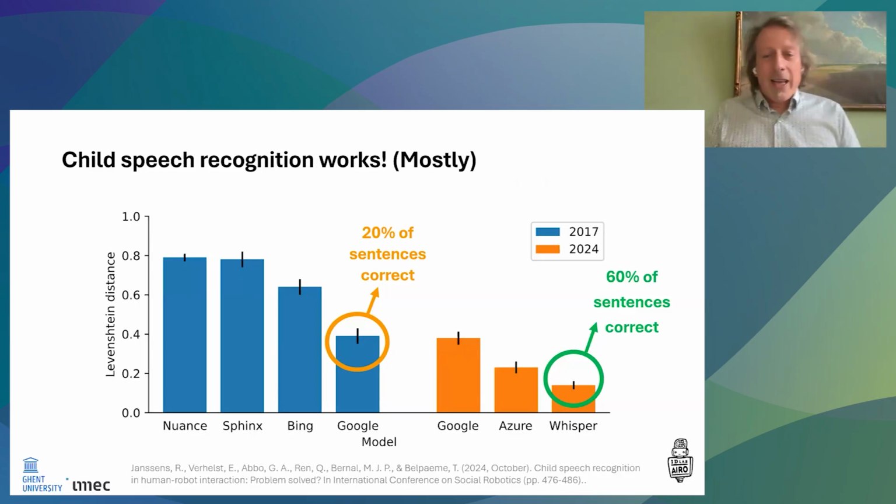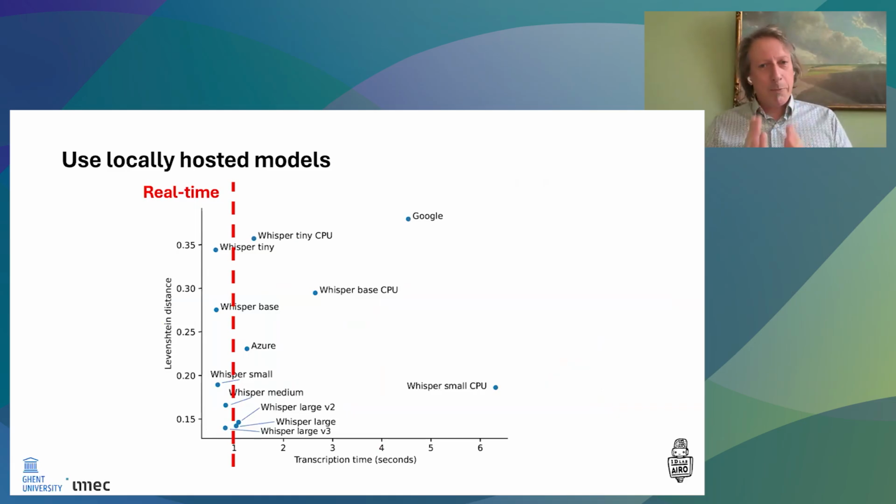The other thing we learned was that actually you want to use locally hosted models. So Whisper allows that. You can download it. It's not quite open source, but it's software that you can use for free. You can host it on your own GPU machine. And what you get is really fast performance.